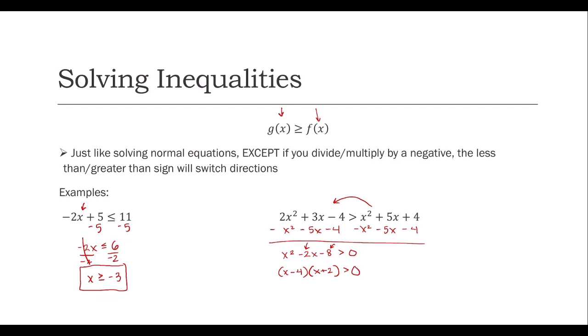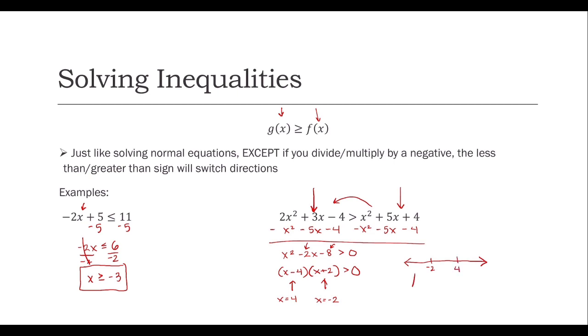So this function will be equal to 0 if x equals 4, because this would be 0, or if x equals negative 2. So we're going to draw a quick number line to help us know which sections where our original function on the left would actually be greater than our function on the right. So we'll draw our negative 2 and our positive 4.